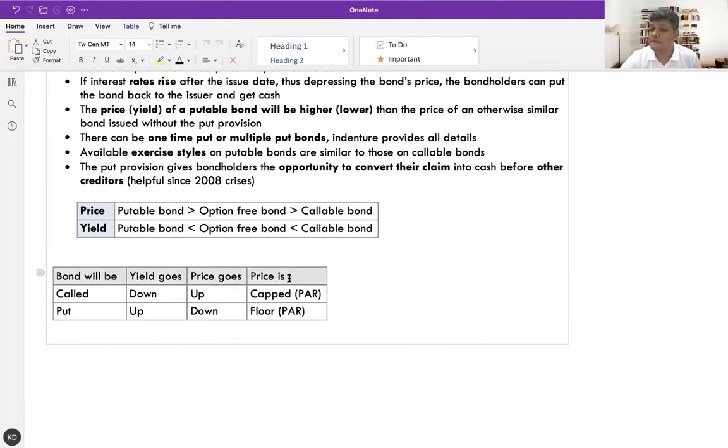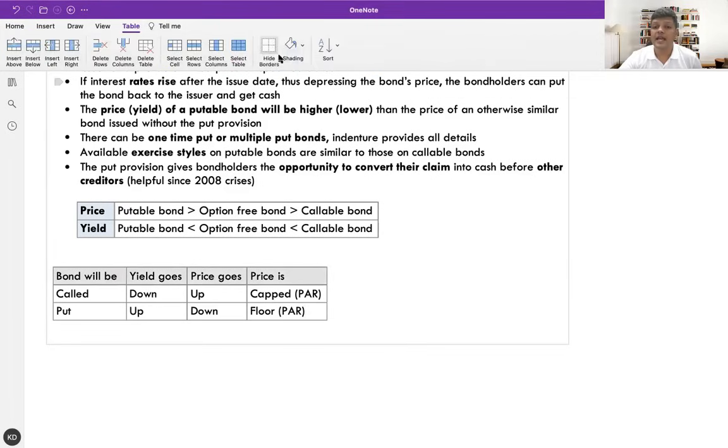So the bond's value will never go below par. In which bond? In a puttable bond, the bond's value will never go below par. In a callable bond, the bond's value will never go above par. So can you tell me which bond's price will be highest? Callable, puttable, or non-callable, non-puttable? Non-callable and non-puttable bonds are called option-free bonds. What are they called? Option-free bonds. Okay. So which bond will have the highest price?